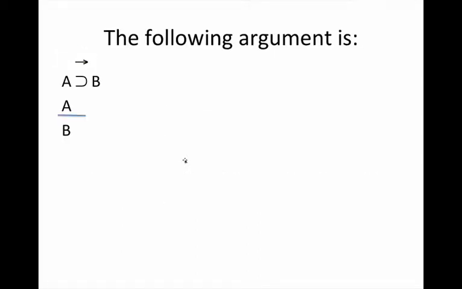So let's get started. First, the following argument is valid or invalid. You go ahead and do one of two things. Consult your rule forms from the text or your notes, or generate a truth table, and then come back and see what the answer is.